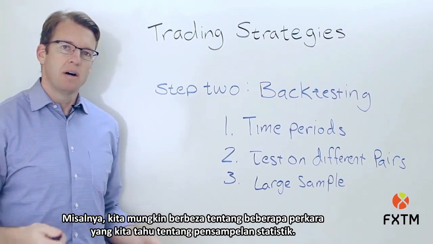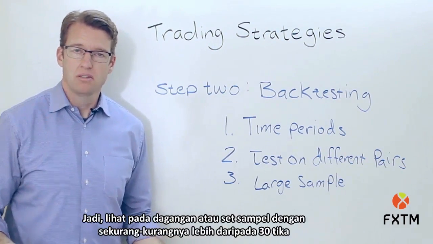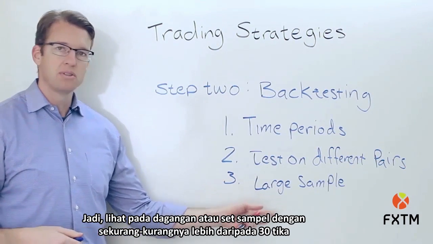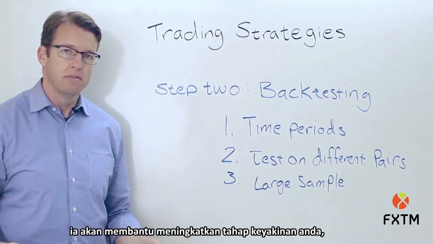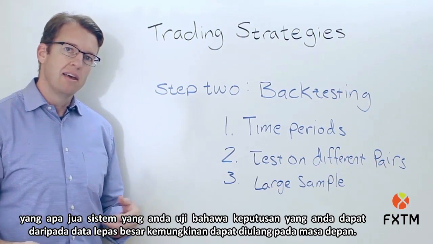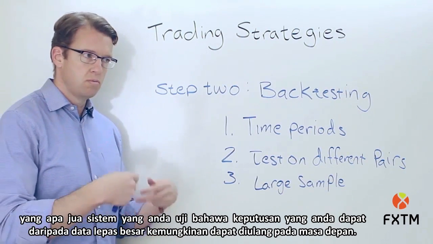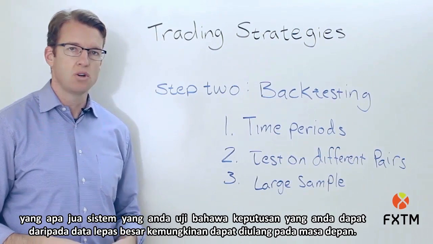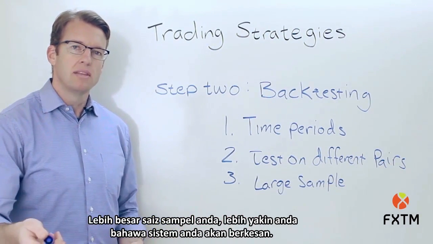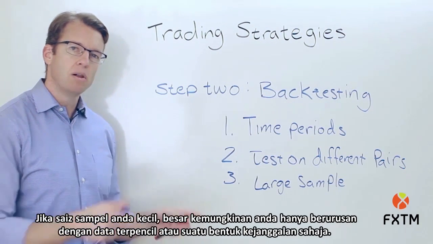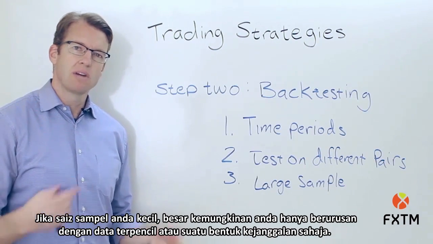So, for example, we might defer to some of the traditional things that we know about statistical sampling. Looking at a sample set of more than 30 trades is going to help improve your confidence that whatever system you're backtesting, the results you're getting from historical data are likely to be replicated into the future. But the larger your sample size is, the more confident you can be that that is in fact going to be the case. The smaller your sample size is, the more likely it is you may be dealing with an outlier or some kind of anomaly.